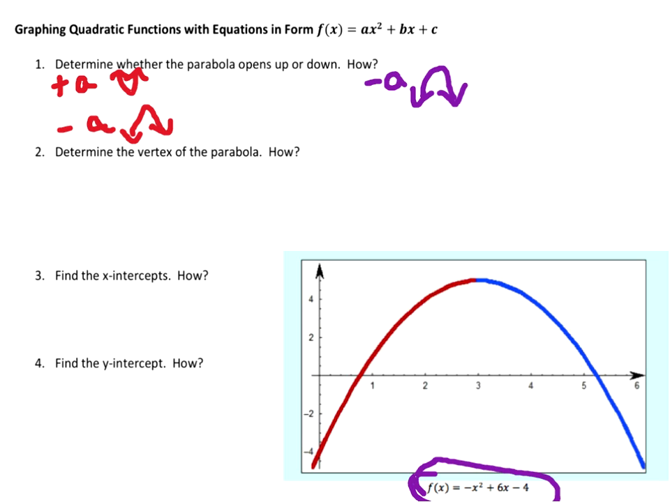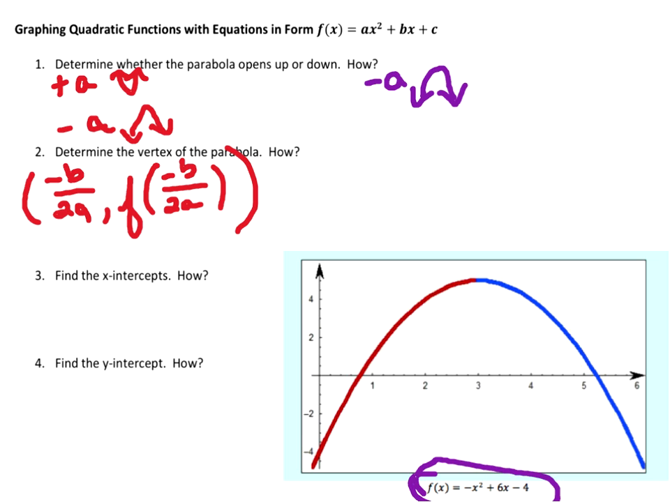Okay, determine the vertex of the parabola. Well, you don't have it just sitting there for you. And I'm not going to go into detail as to where this came from, but it's part of the quadratic formula. The vertex of the parabola in this form, the x-coordinate is negative b over 2a, and the y-coordinate, of course, is whatever you get when you plug in negative b over 2a into the function. So that's the x and the y coordinates of your vertex.